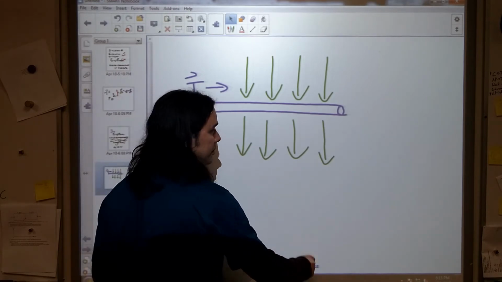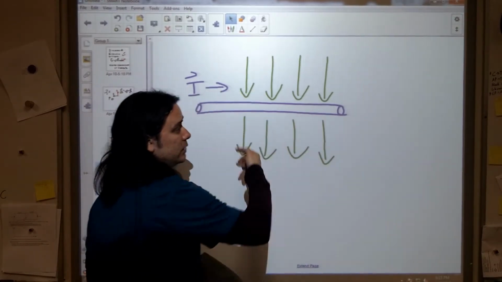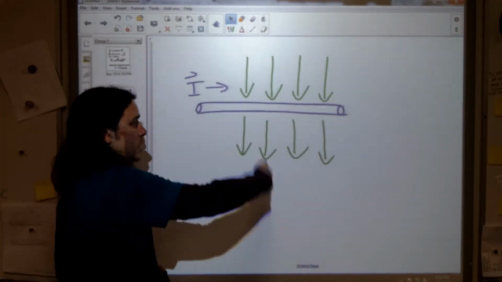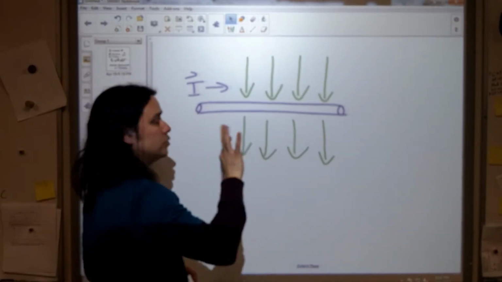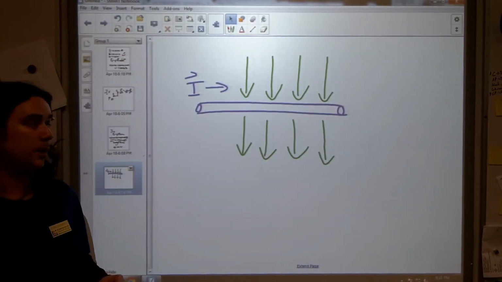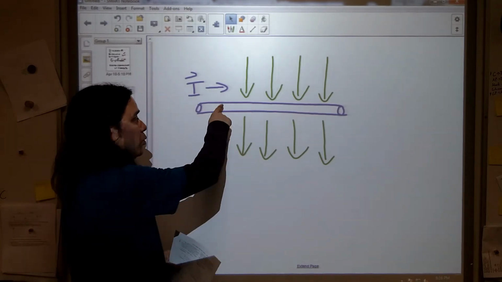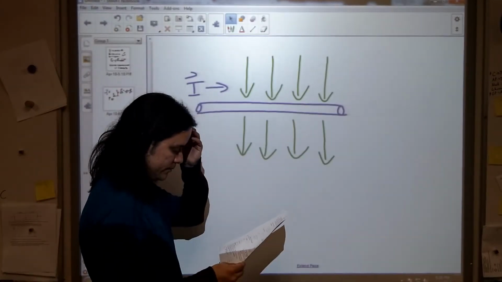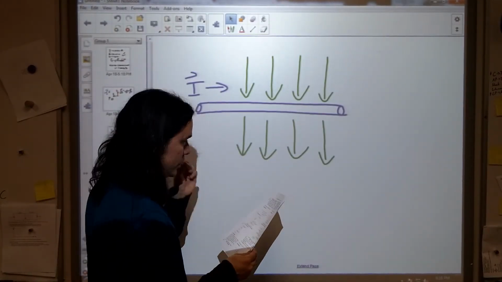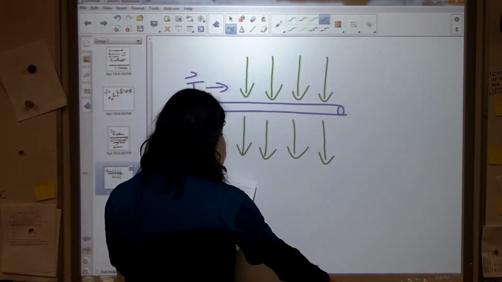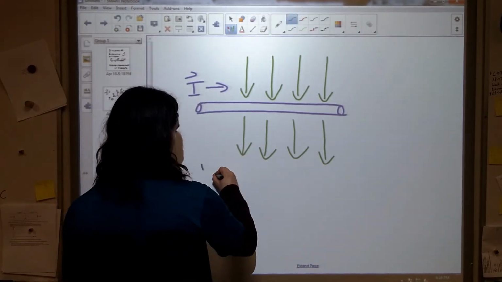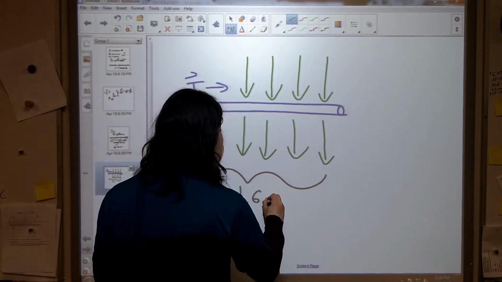The one thing that it cannot be is slightly to the right or slightly to the left. It must be either straight up and down or in and out or some combination of those, but it cannot be left or right because then it would not be perpendicular to the wire. In short, we've got 90 degrees between them. We are looking at a section of wire that they say is 1.6 meters long.